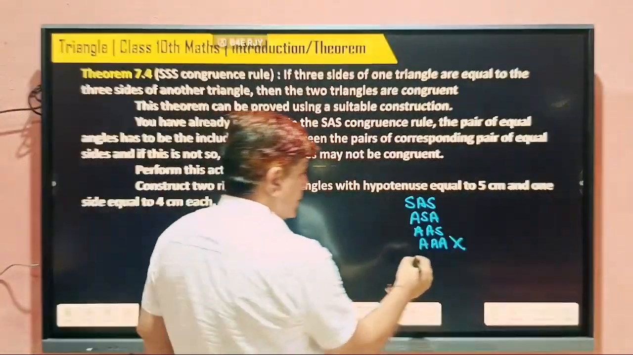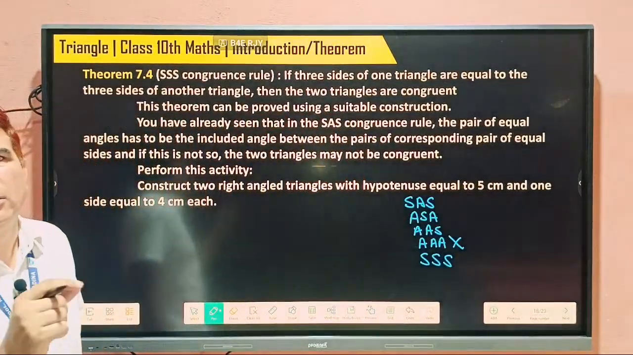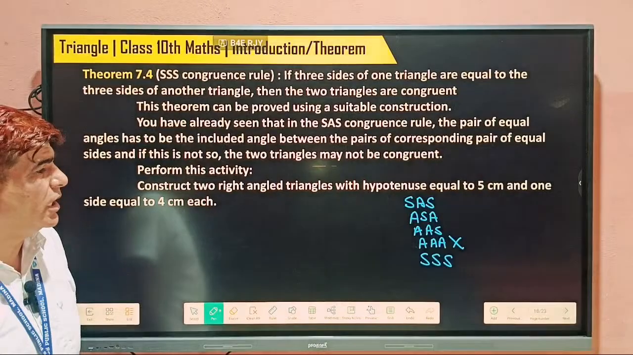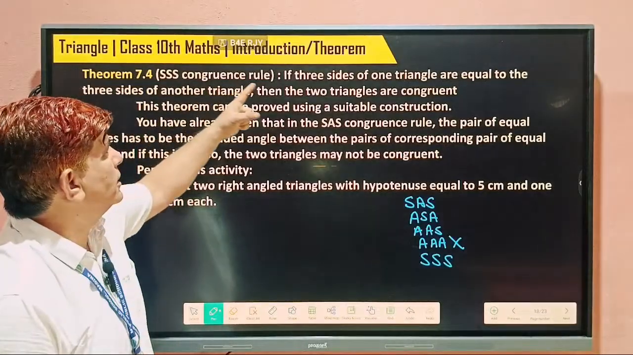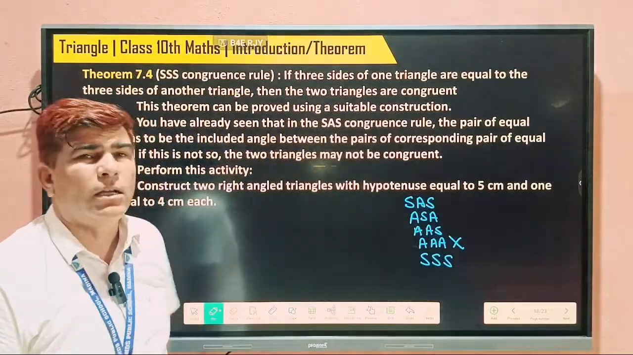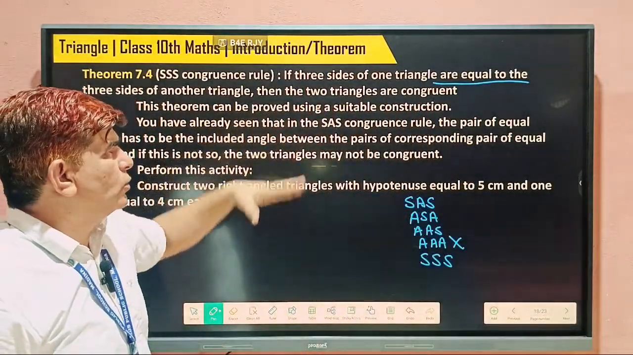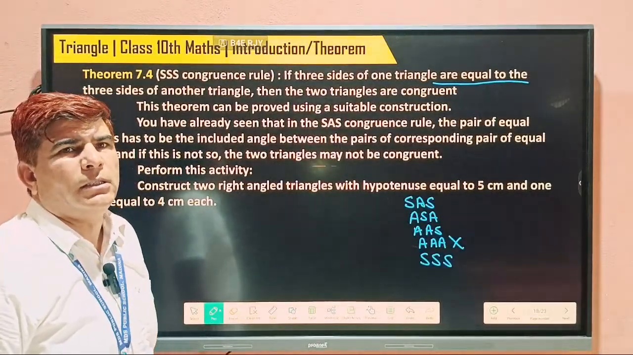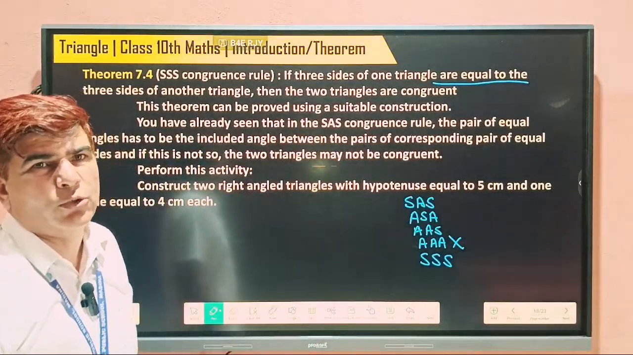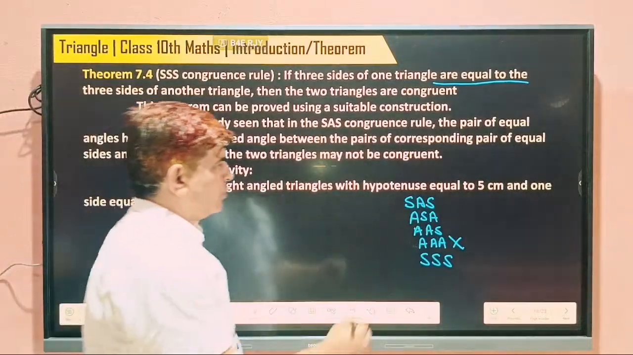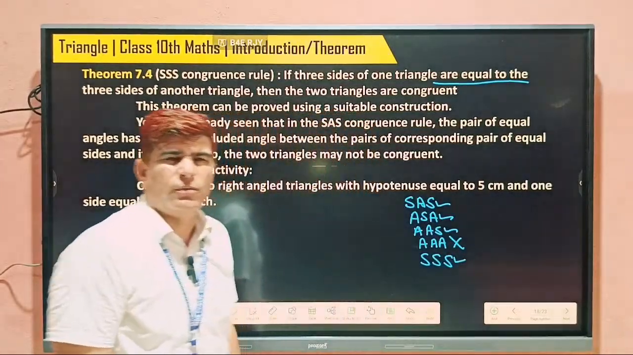What about this triple S? If all 3 sides of one triangle are equal to all 3 sides of another triangle, then the two triangles are congruent. SSS congruence rule: if 3 sides of one triangle are equal to the 3 sides of another triangle, then the two triangles are congruent. Yes or no? This theorem can be proved using a suitable construction. But if you know these rules, it is sufficient for 10th class.